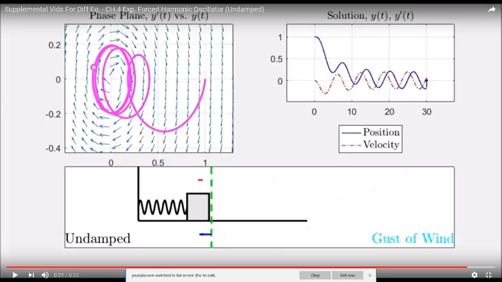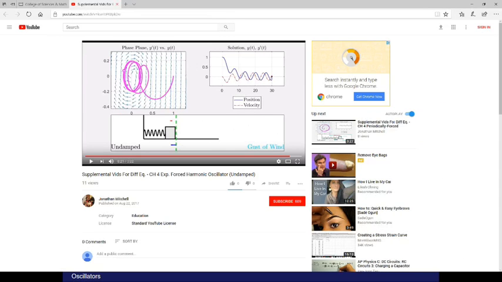But if there's forcing acting on it, well, then the spring does all sorts of crazy things. Because the vector field itself is changing. It's literally changing in time, which is why you saw those arrows move. That was the gust of wind. There's other sorts of forcing that are a little more interesting than just the gust of wind.